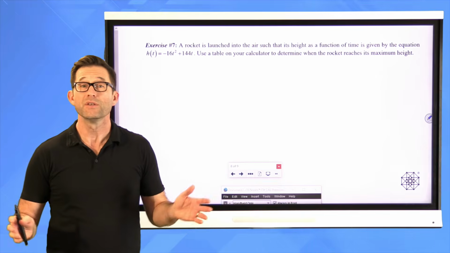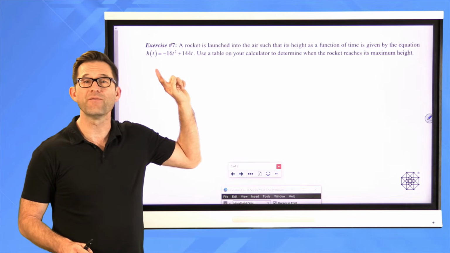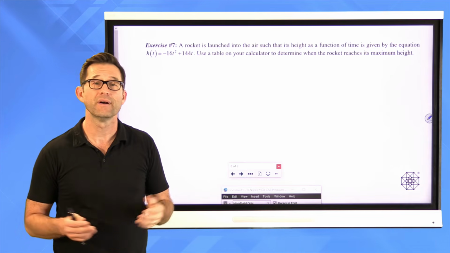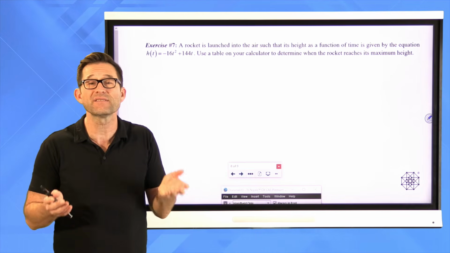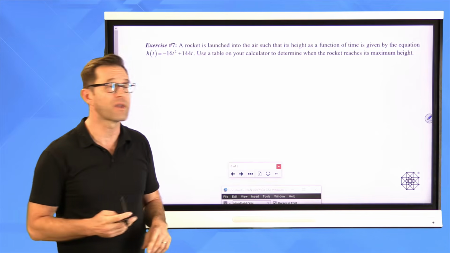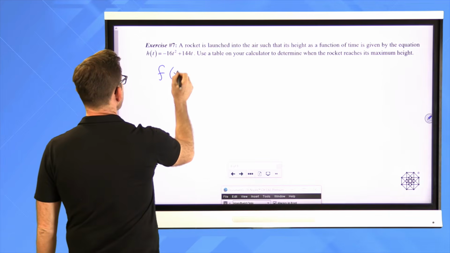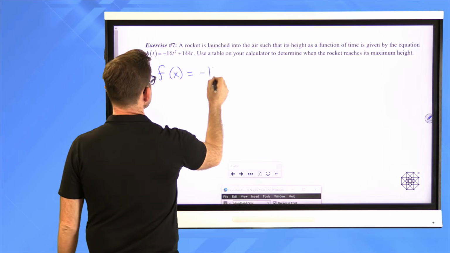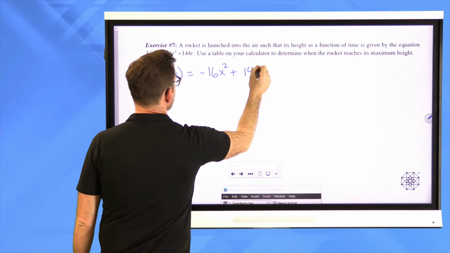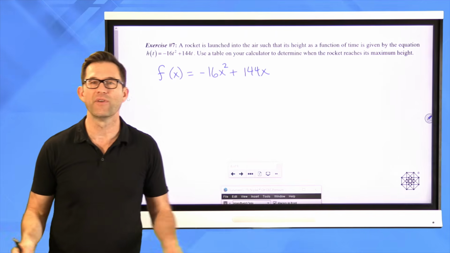All right, so a few things. One, this is one of the first times we've seen function notation where the input variable isn't called x. It's called t, and that makes sense because it's t for time. But when I use my graphing calculator for this, what I still really want to put in is f of x equals negative 16x squared plus 144x. All I'm doing is changing what the input and output variables look like.